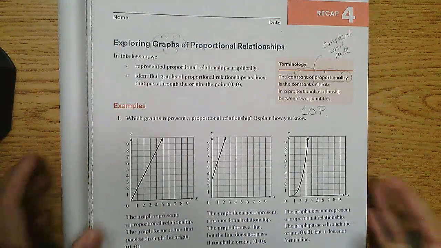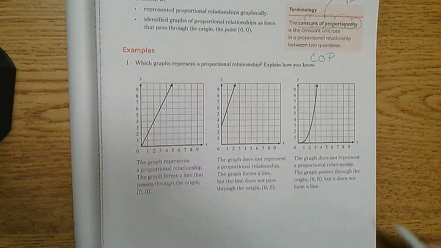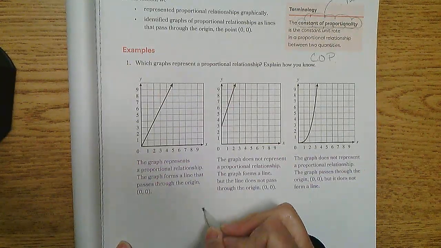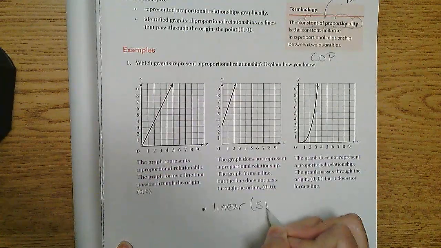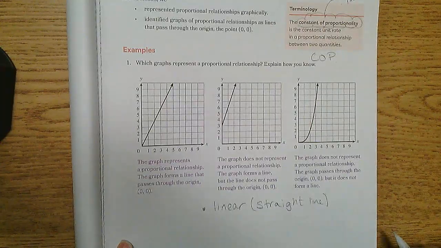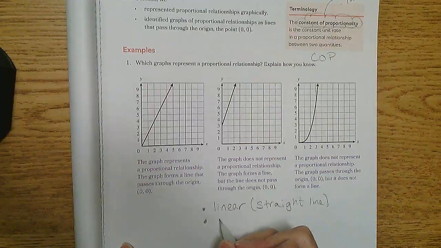So we took a look at these tables that had proportional relationships, and then we looked at their matching graphs. And the things that we noticed were that proportional graphs had 2 things that had to be true. One, they had to be linear, which means that it is a straight line. Also, besides being linear, they had to go through the origin.